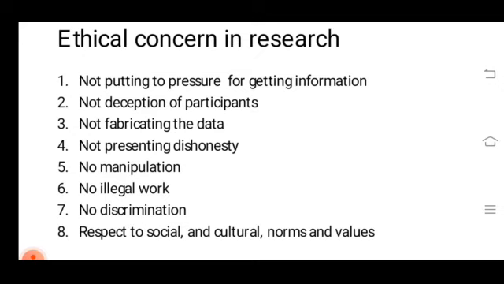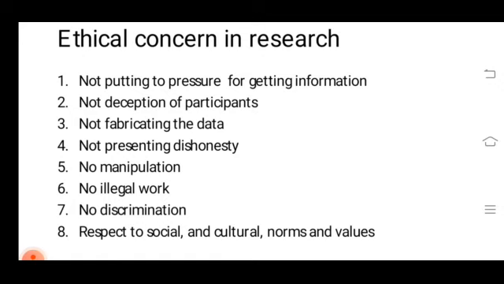The first ethical concern in research is not putting pressure on participants for getting information. Yes, of course, a researcher should not give any physical, moral, or other pressures to get essential information from the respondent. Here, a respondent is a person from whom researchers try to collect information. Researchers should not pressure respondents to provide confidential information if they do not like to disclose it, nor to provide personal information.